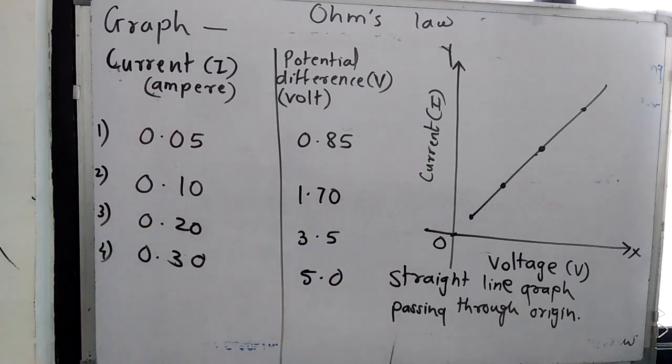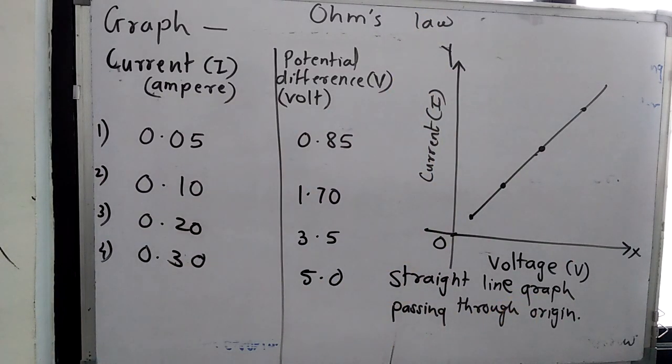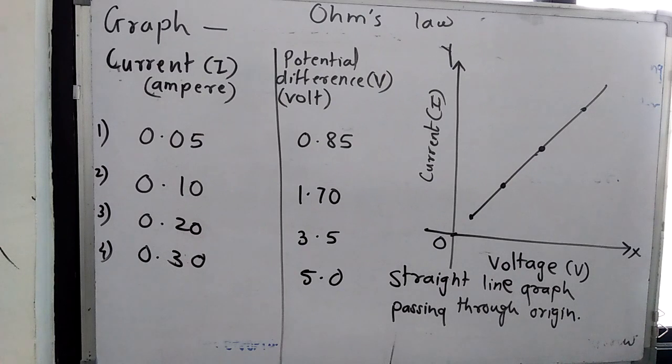So if we actually draw the graph on graph paper, what do we observe? Here we have x-axis and y-axis. On the x-axis we have taken voltage. Current depends on voltage, so voltage is the independent quantity and current is the dependent quantity. So we take voltage on the x-axis as it is independent, and current on the y-axis. If we plot these 4 points, what do we observe? We will get a straight line. So what is the nature of the graph for Ohm's law? It is a straight line graph passing through the origin.